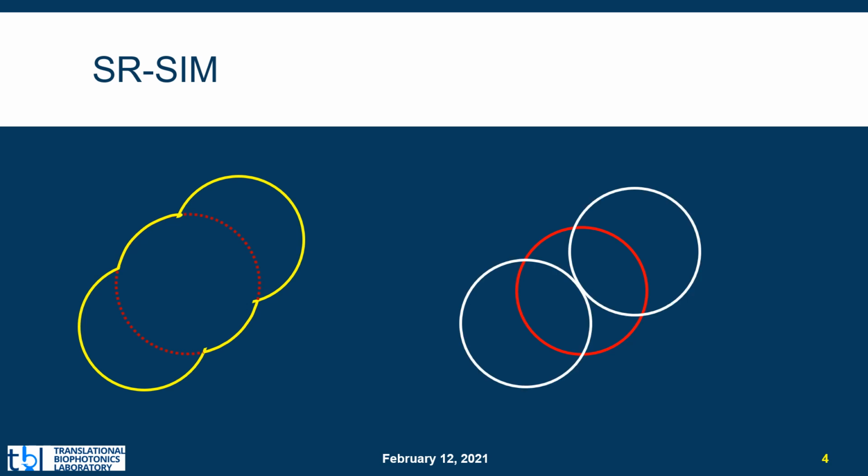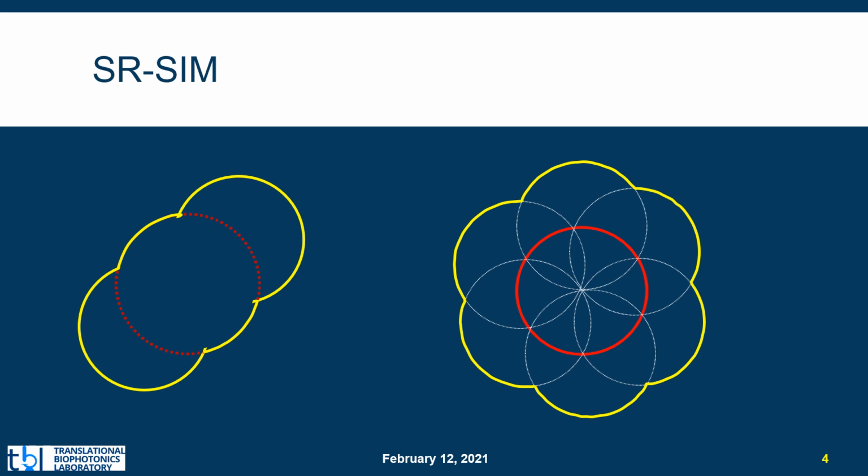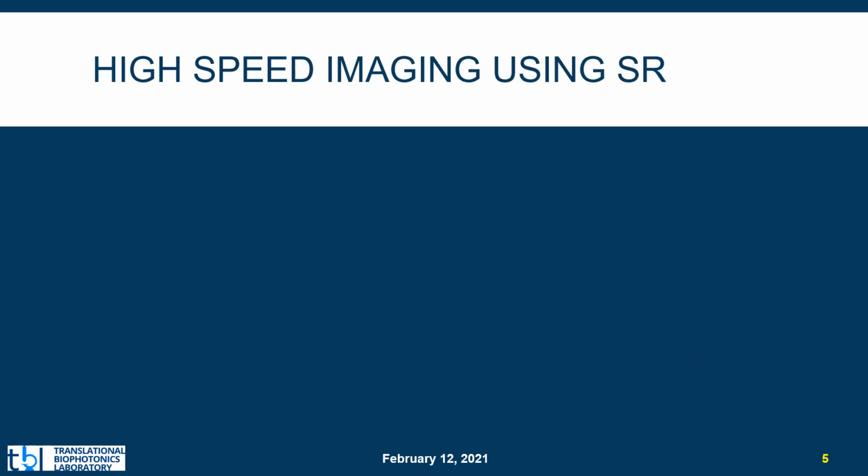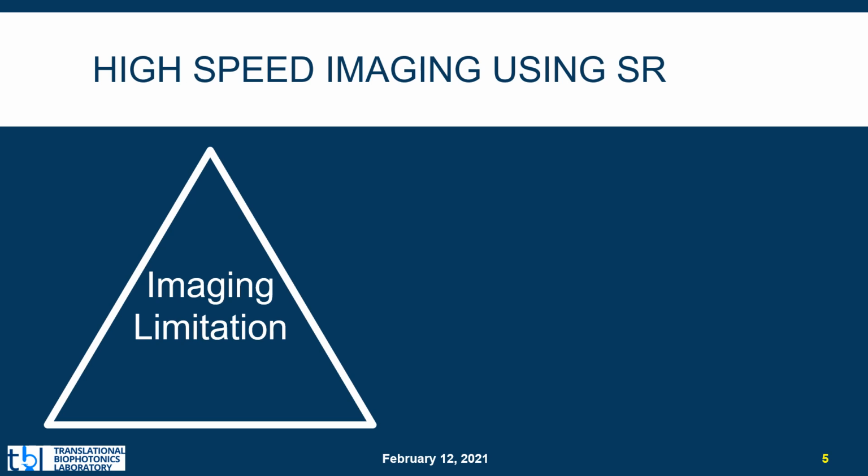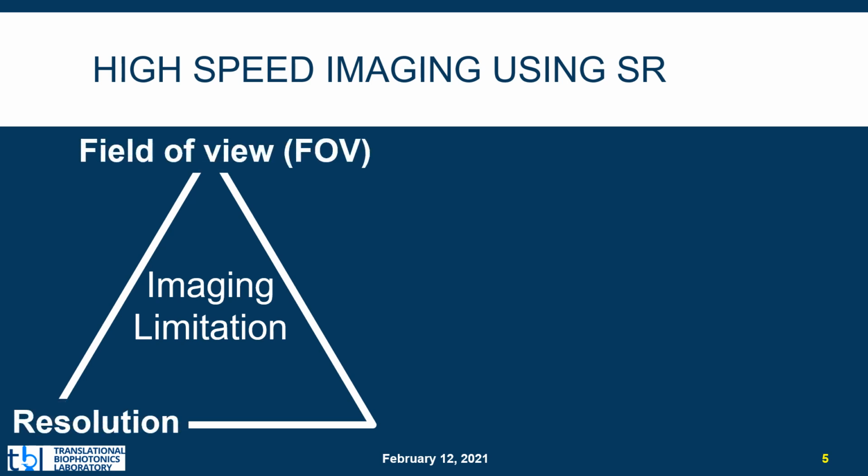By taking images with several pattern rotations, we will be able to create an almost isotropic increase in resolution. Theoretically, resolution can be increased infinitely, but practically, with the first order interference pattern and 3 rotations, it's possible to increase resolution twofold. We can see imaging limitation as a pick-2 choice triangle, where we can choose between the field of view, resolution, and speed.